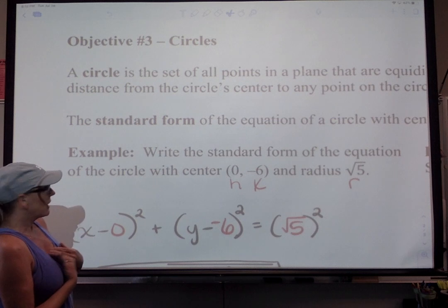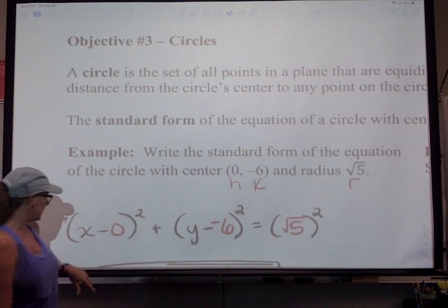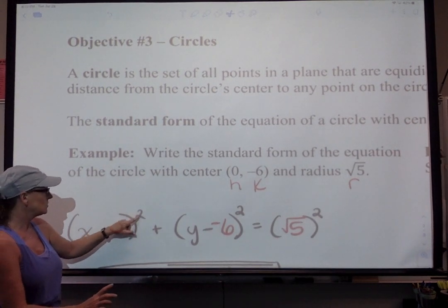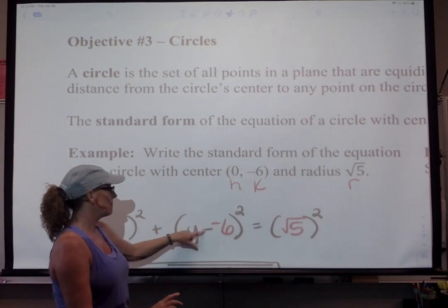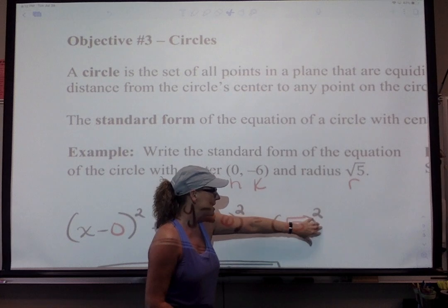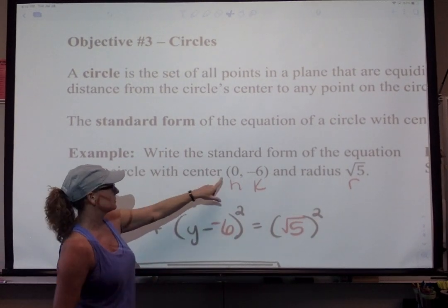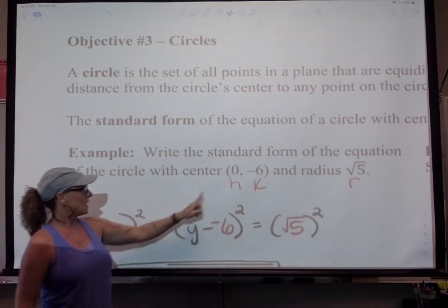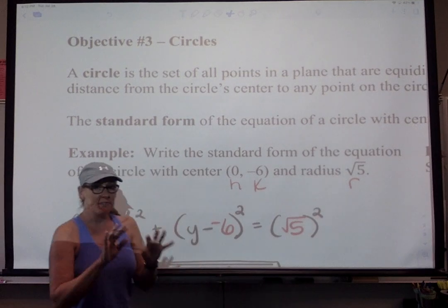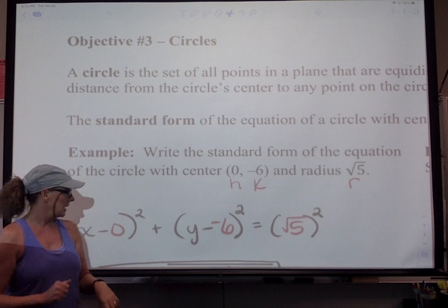So, when it's up to me to write the equation, notice I went ahead and did all this with a black pen. I went parentheses, x minus, and then I left that blank. Close, squared, plus, parentheses, y minus, and I left that blank. Close, squared, equals something squared. And then I just look up here in the information and I plug in those numbers. So I plug in 0 here, I plug in negative 6 here, and I plug in radical 5 here.